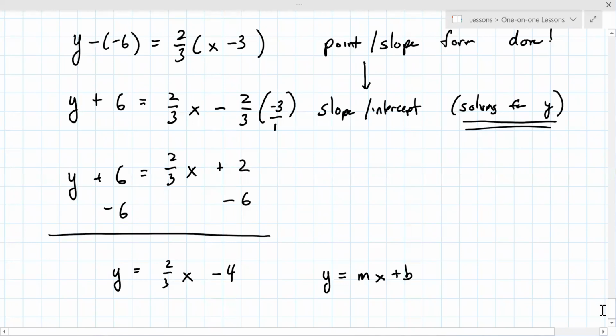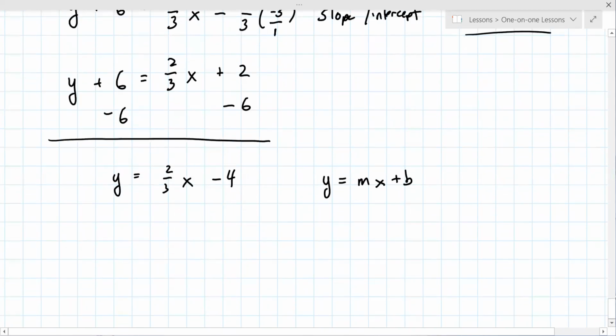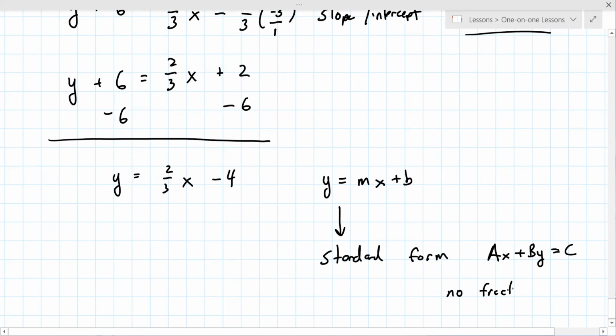Okay. The very last form is going to be standard form. So we're going to go to standard form. And standard form is ax plus by equals c. There are no fractions. Do you see any fractions here? 2/3. Yes. 2/3. So that's bad.